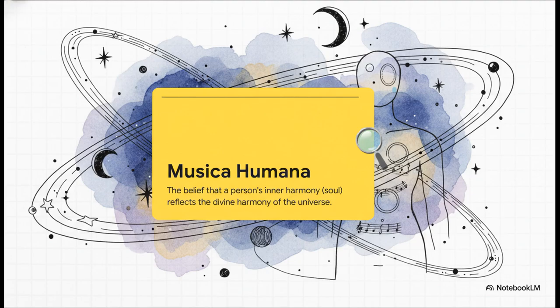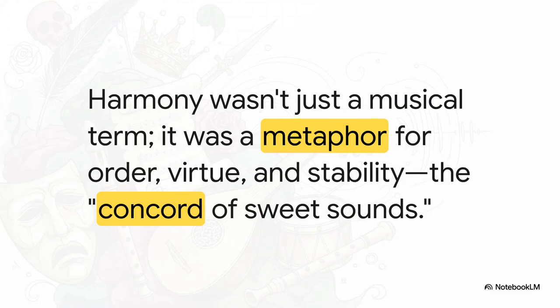And this personal harmony was a direct reflection of musica mundana, the perfect divine music made by the stars and planets moving through the heavens. Your soul was basically a tiny miniature version of the entire cosmos. So what that means is harmony wasn't just a musical term for them. It was a metaphor for everything good and orderly in the world. A peaceful kingdom, a virtuous person, a stable society, all of it was understood as a concord of sweet sounds.